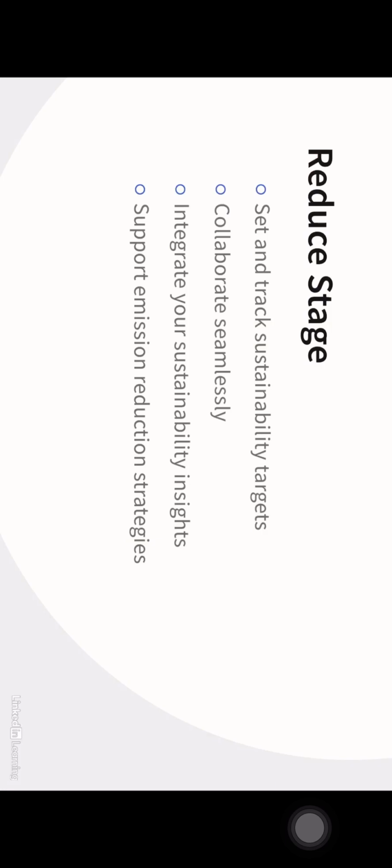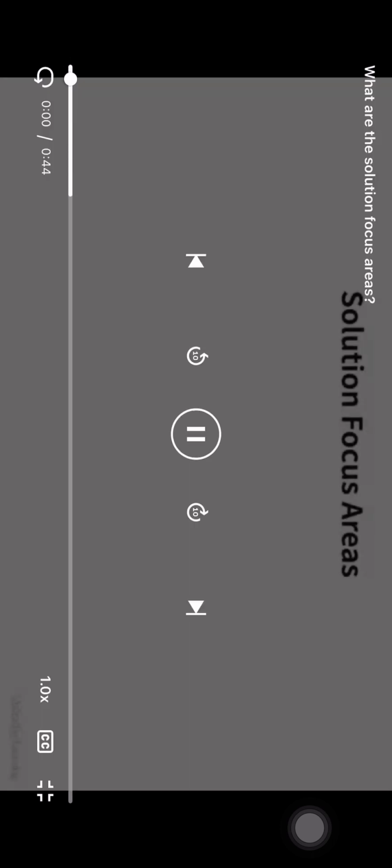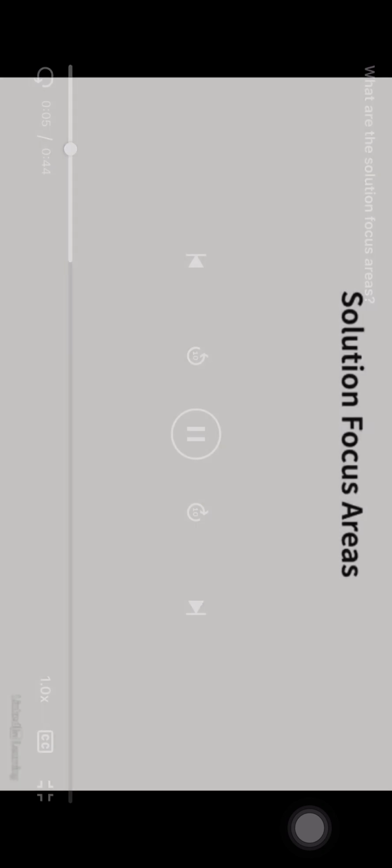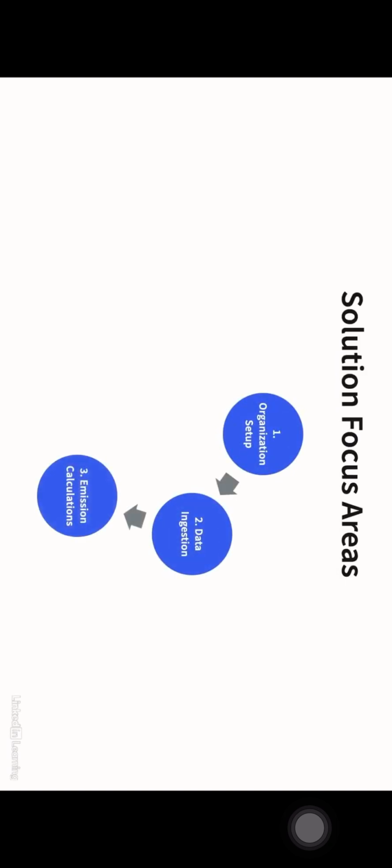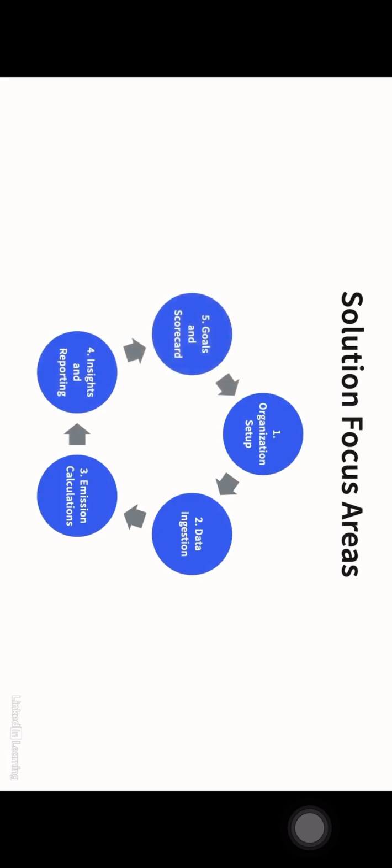Now that you know at a high level the features of Microsoft Sustainability Manager, let's discuss the 5 solution focus areas in more detail. The key solution focus areas for Sustainability Manager and what different professionals within your organization will be prioritizing are the following. Number 1, organization setup. Number 2, data ingestion. Number 3, emission calculations. Number 4, insights and reporting. And number 5, goals and scorecard.